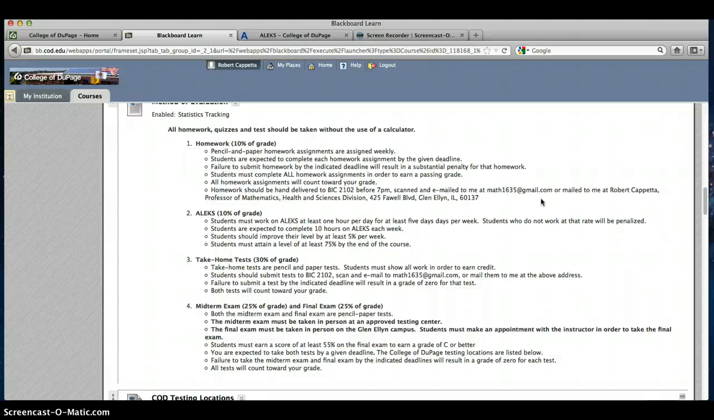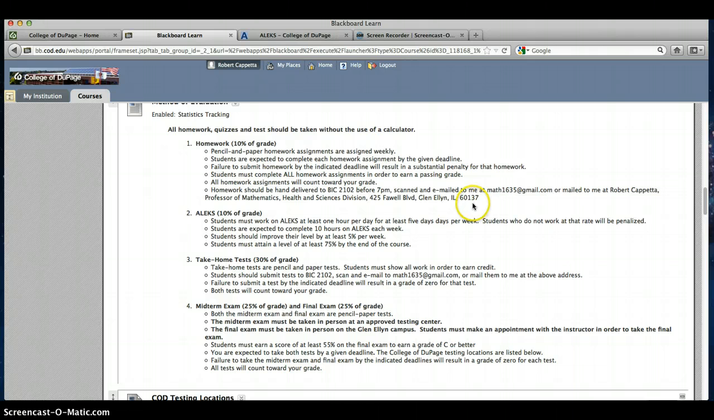The preferred way for you to submit homework is to hand deliver them. Now I will be in BIC 2102, Math Assistance Center, from 12 to 2. But I would like you to get there before 7 p.m. with your homework, hand it to the receptionist. I will pick it up from her first thing Tuesday. The other possibility is, of course, to snail mail it to me, 425 Faywell, Glen Ellen, 60137.